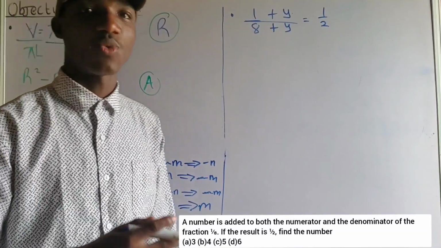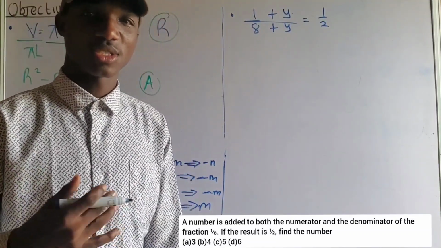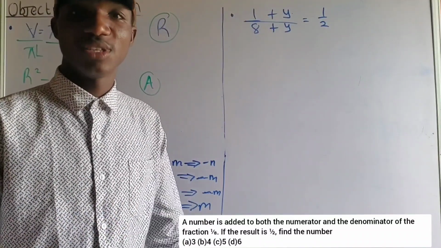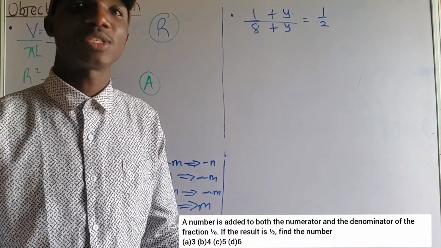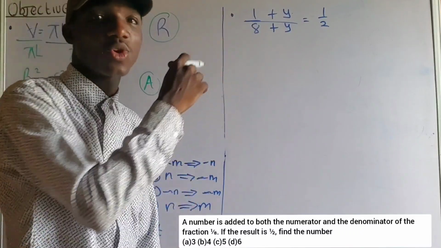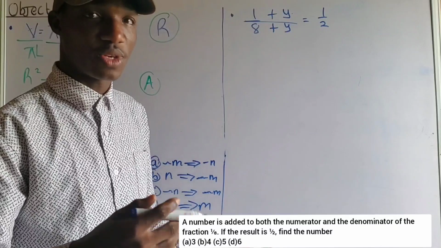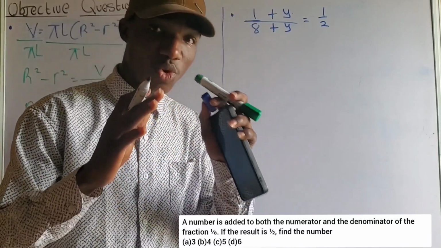Listen to the explanation again. We are given a fraction 1/8. The question says if we add a number to it, we are going to get 1/2. Now we don't know the number, so I represent the number as y. So 1 plus y over 8 plus y will give me 1/2. To solve for the value of y, you just have to cross multiply.